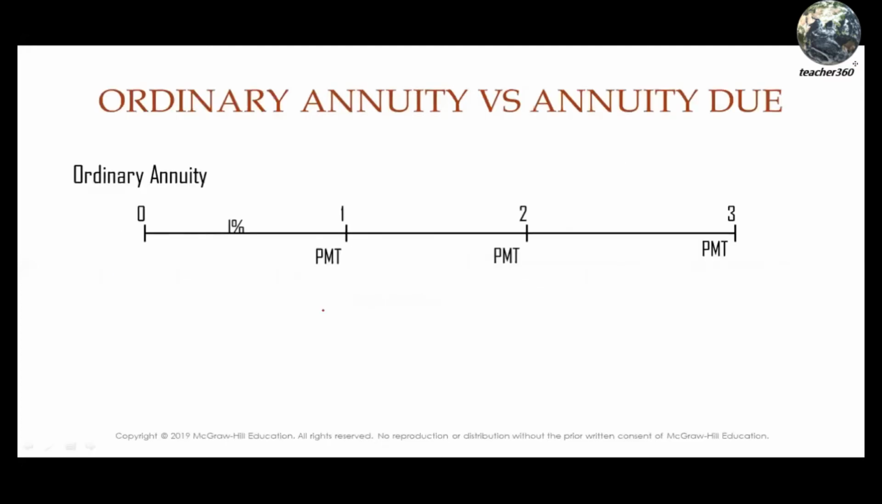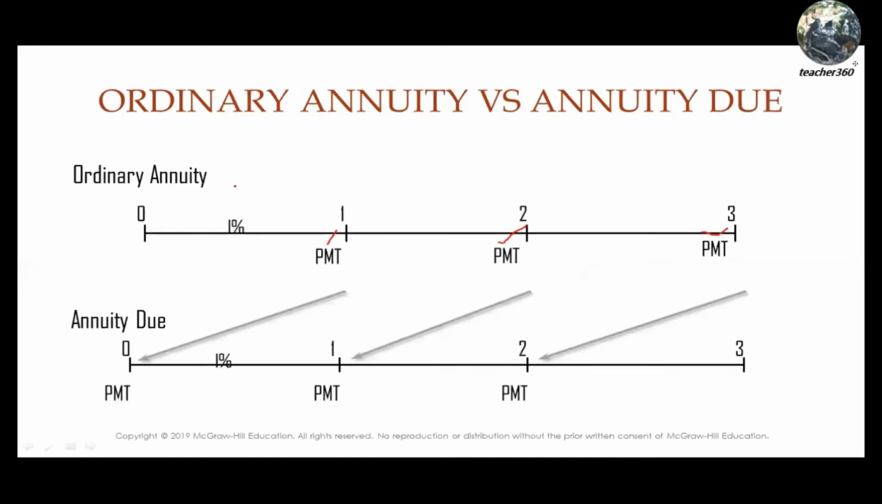Here you can see that your today's payment you will receive at the end of the month. At every period it is the end of the month. That is why it is ordinary annuity. On the other hand, you can see your today's payment you will get at the beginning of the month or period. Everywhere is the beginning of the month or period.